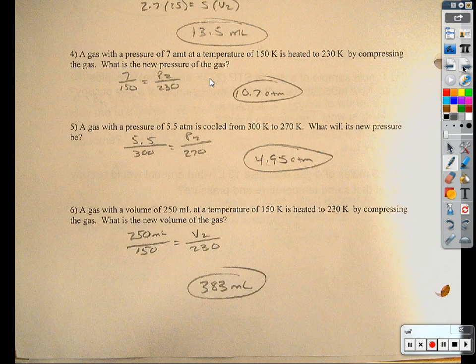On number 5, pressure and temperature again, Gay-Lussac's law. I think I already said that. Again, it's been a long day. Number 6 is volume and temperature. Volume and temperature would be Charles' law.